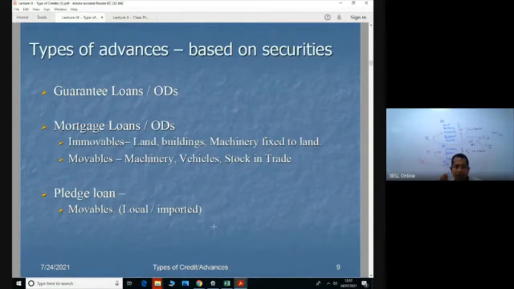Pledge loans are where the ownership of the asset which is pledged or given as security is with the customer, but possession is with the bank. Shortly, I will go into more detail about the pledge loans.